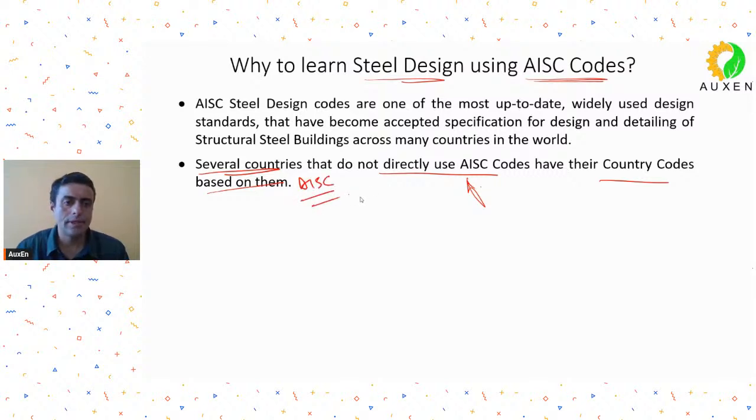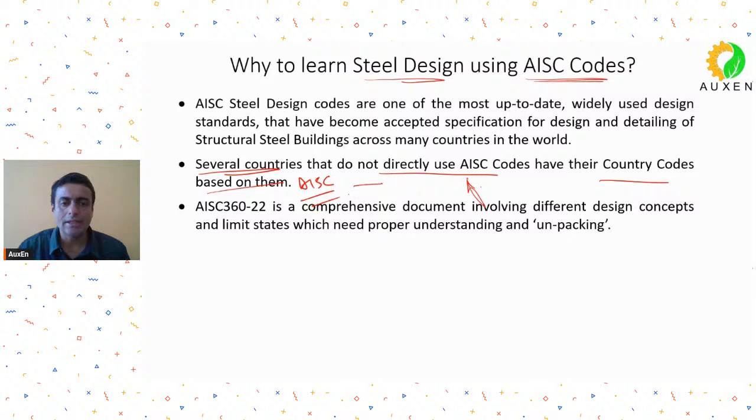So they might have a standard of their own. Many countries do this: they will have a design standard of their own, but then they will refer to AISC. For example, the Saudi Arabia codes, they have their own design standards, but then they refer to AISC or ACI.